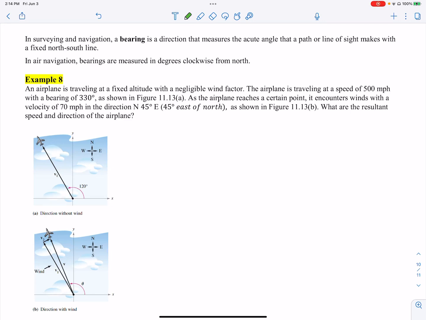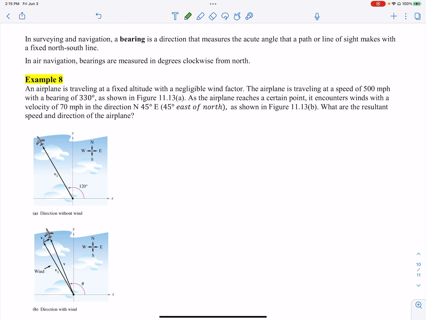In this video, we are going to finish up this section with one more application of vectors dealing with velocity and speed. So one thing I do want to introduce, or recall maybe: in surveying and navigation, a bearing is a direction that measures the acute angle that a path or line of sight makes with a fixed north-south line. In air navigation, bearings are measured in degrees clockwise from north. Okay, so let's take a look at this problem.